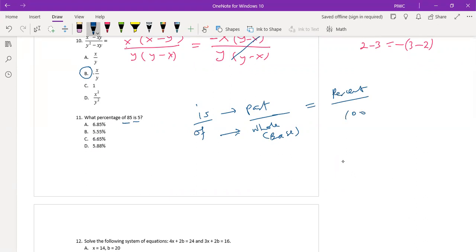So if I were to identify the part and the base, you'll be on the right track. So what percent of this? So 5 is the part, is over 85. That's the whole. It's equal to X over 100. In other words, if you multiply 5 over 85 by 100, I'll get the answer. So if you do that, you should get D. Okay, 5.88.